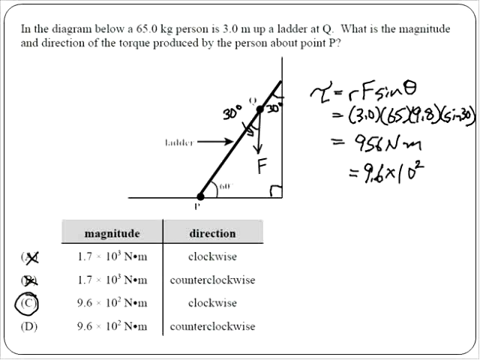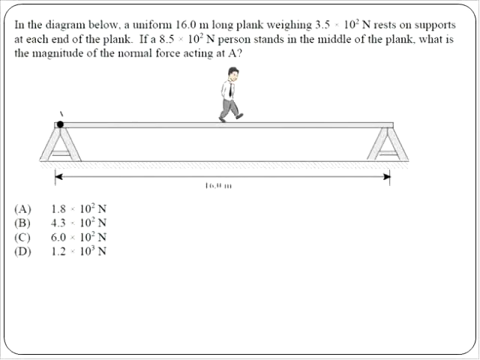Okay, so that one could be a little tricky. When you're dealing with ladders, you really got to be careful with the angles, but the rest of it, not bad at all. Let's try another one. This time we got no angles. We got a uniform plank that's 16 meters long. It weighs 350 newtons, 3.5 times 10 to the 2. And there's supports at each end. Now let's do our diagram again. I've got a force at this end, and I've got a force at this end.